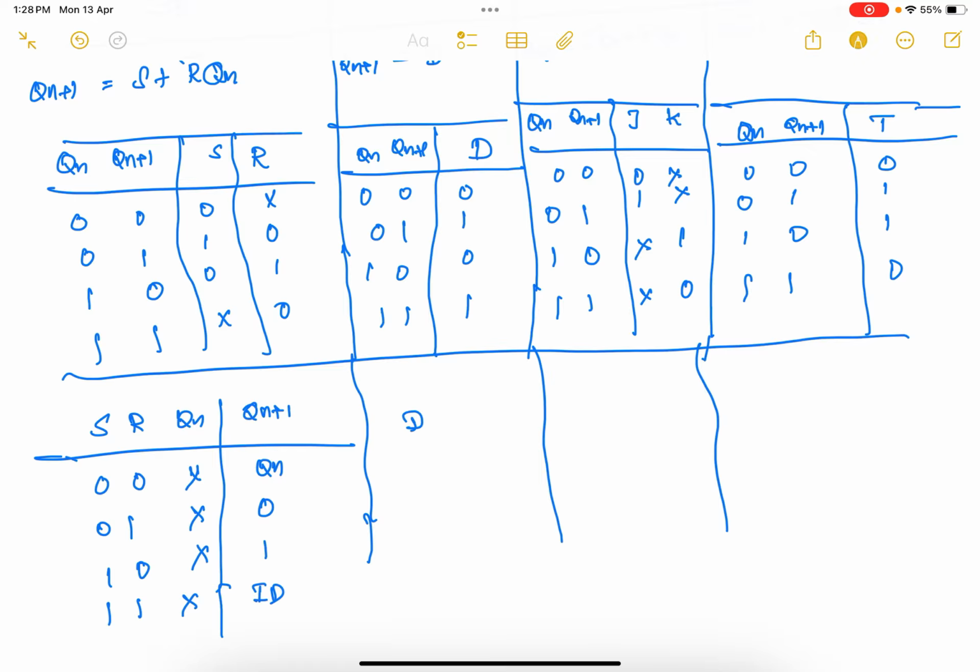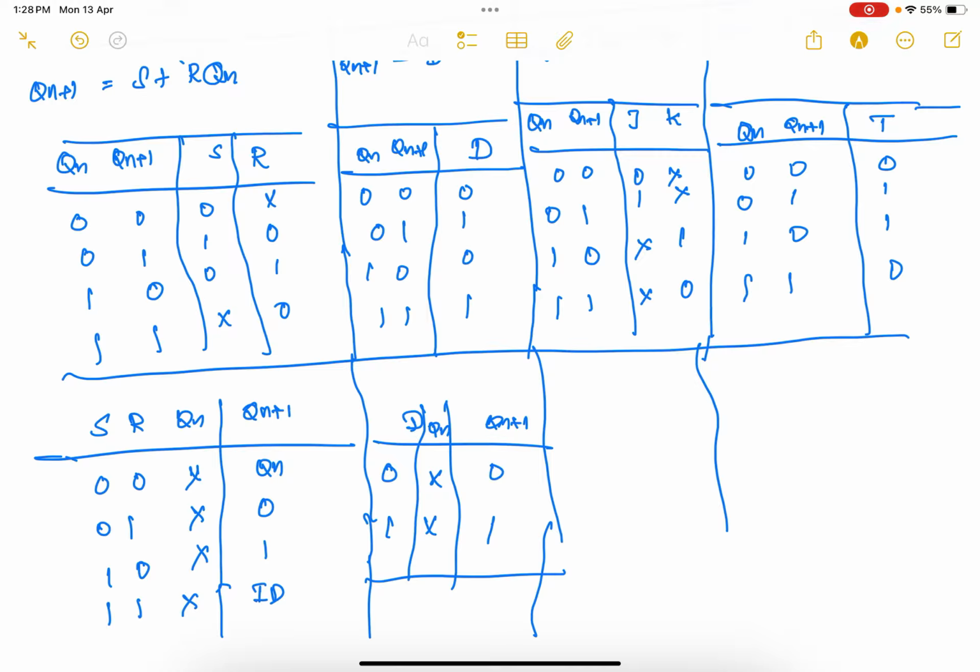And when I talk about the D flip-flop, what is my next state with respect to Qn? D is 0 irrespective of anything, or 1 irrespective of anything. 0 means your next state is also 0, 1 means your next state is also 1. Similarly, the next is the JK flip-flop for your Qn and Qn plus 1. So JK: 0 0, 0 1, 1 0 and 1 1.